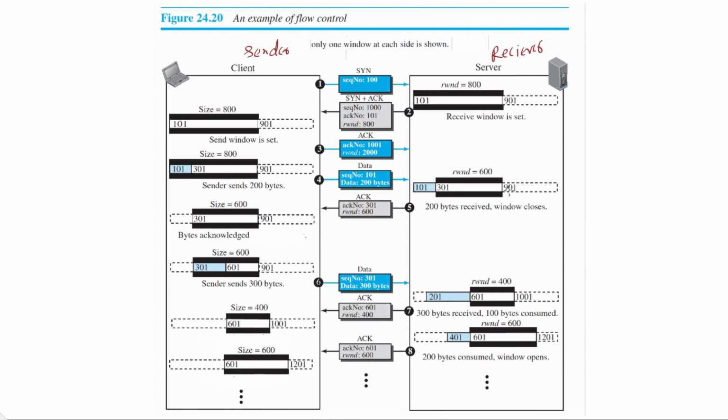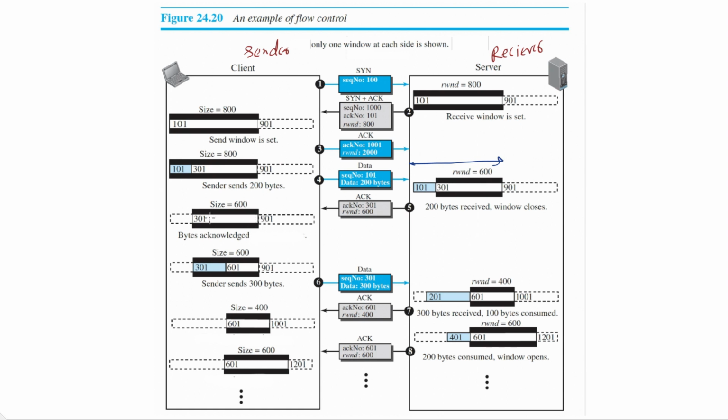Upon receiving it, the receiver will say that earlier my receiver window was 800. Now my receiver window has decreased to 600, because 200 bytes are there. There may be a possibility that the receiver window may increase again, if the 200 bytes are immediately consumed. But in this case, I am showing you that these 200 bytes are not consumed yet, so the receiver will say that my receiver window size is just 600. The total buffer is this much, but I have only 600 as the receiver window size.